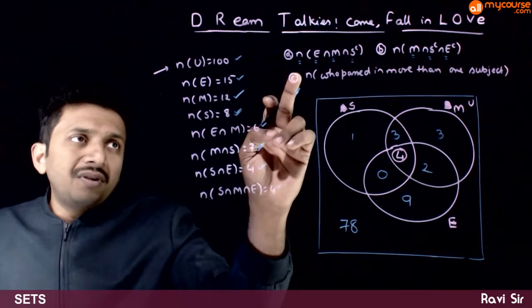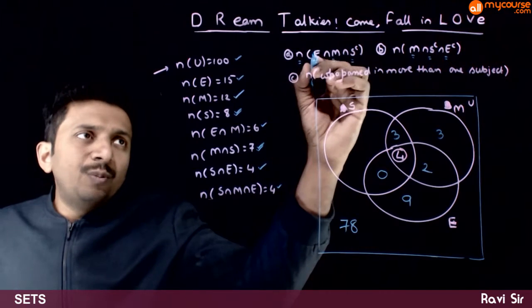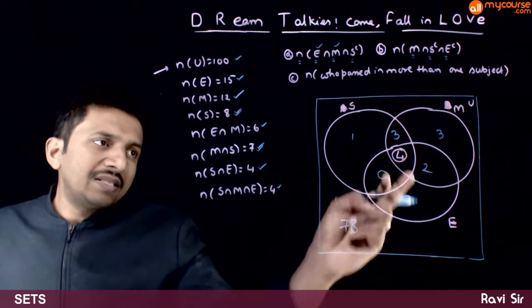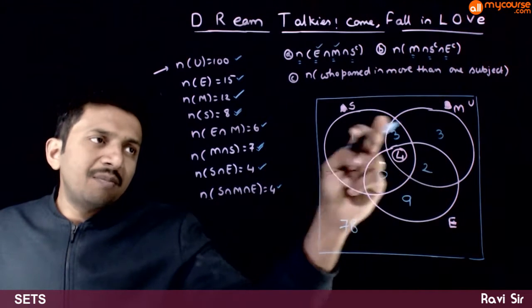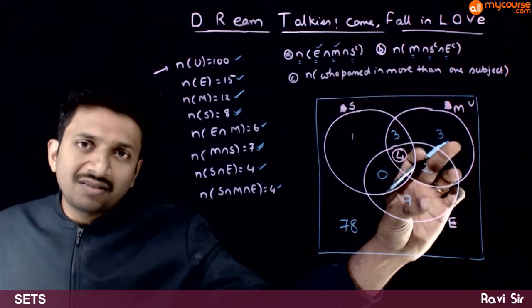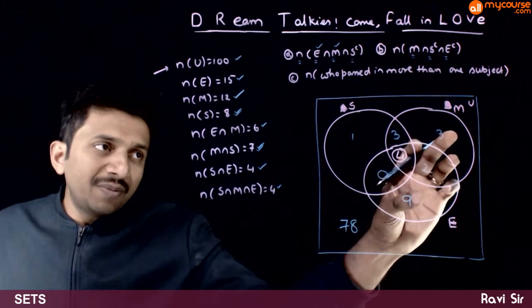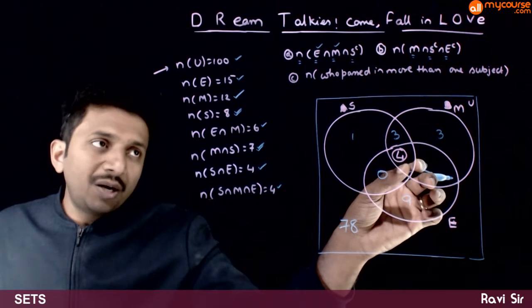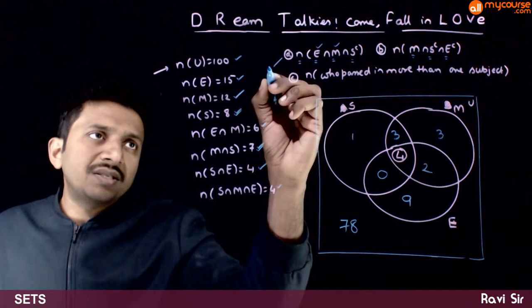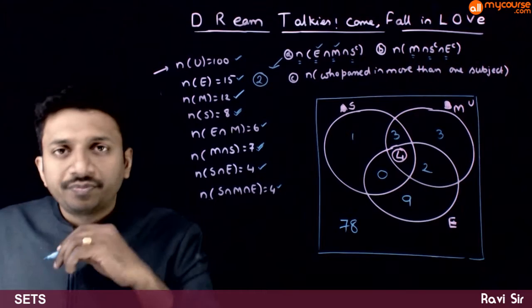So now you're asked to find the number of students who passed in English and maths but not in science. Who passed in English and maths but not in science. That means just English and maths. So English and maths you have 6 students total, but I don't want the students who passed in science. So you have 2 students. So this answer is 2.